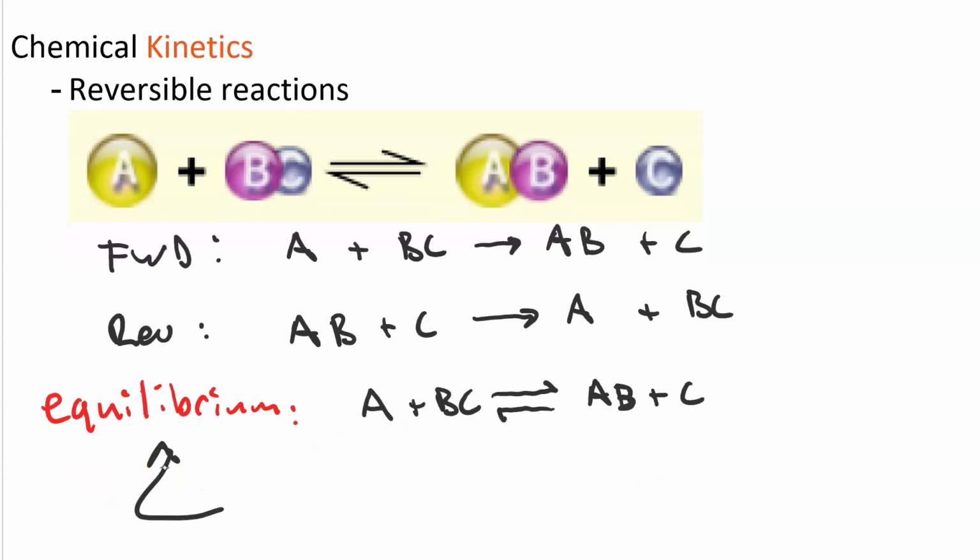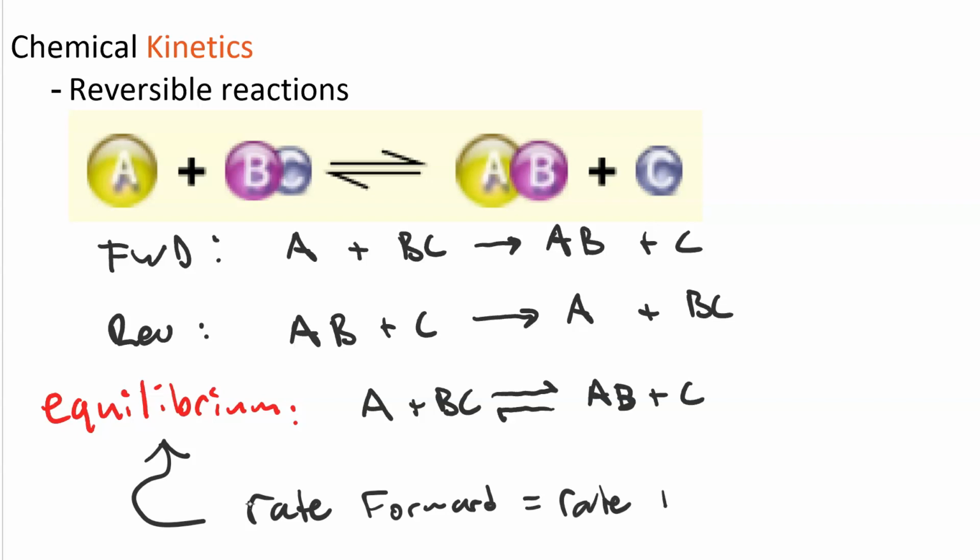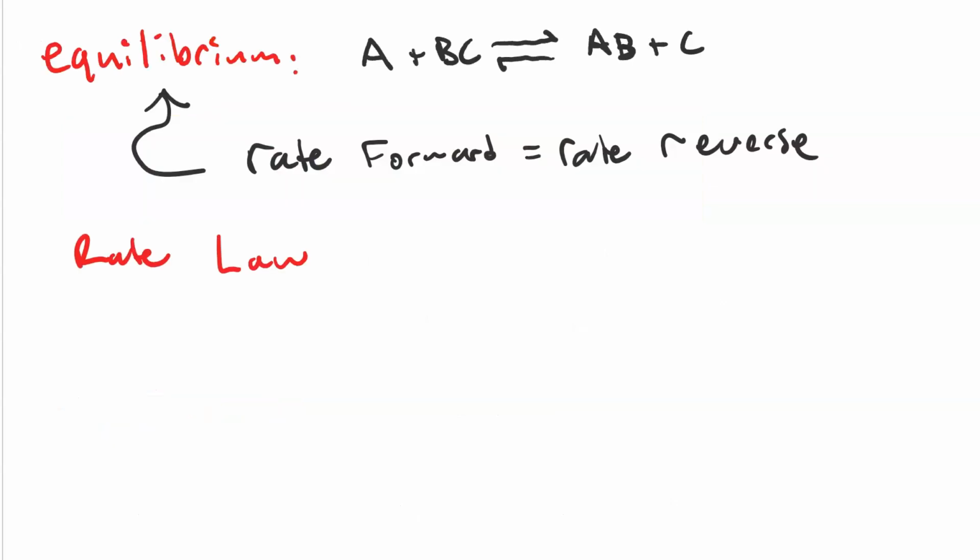What does equilibrium mean? It simply means that the rate in the forward direction equals the rate in the reverse direction. Let's look at what a rate law is. A rate law says the rate, R, equals a constant, K, times the concentration of each reactant raised to some power.